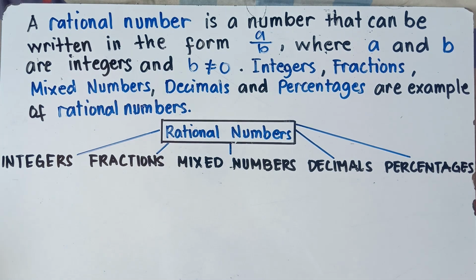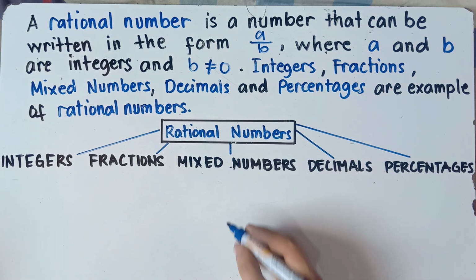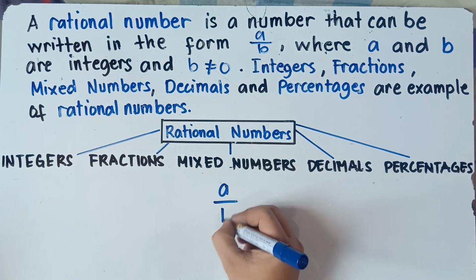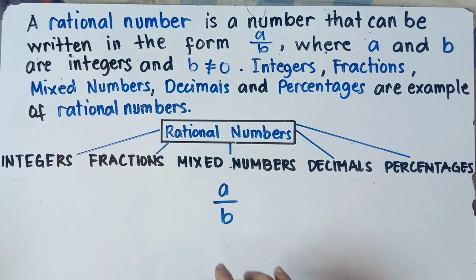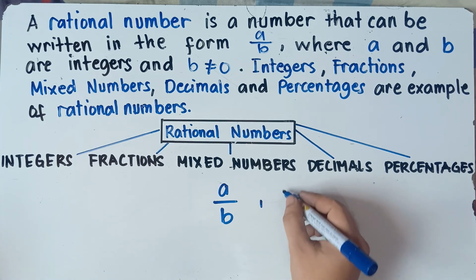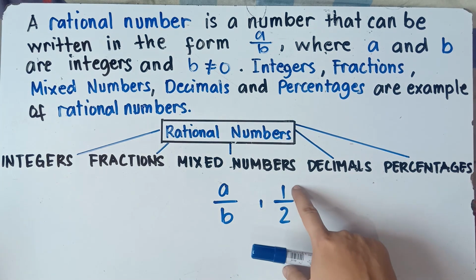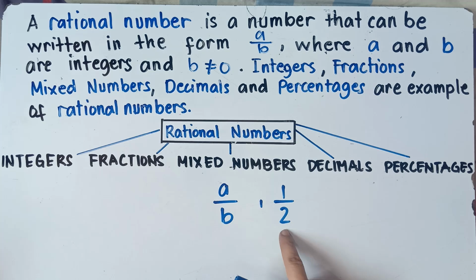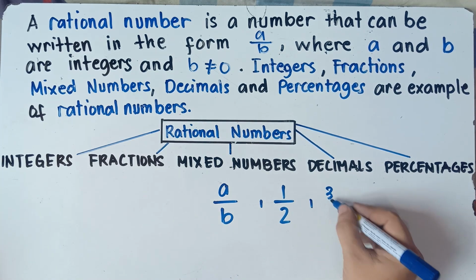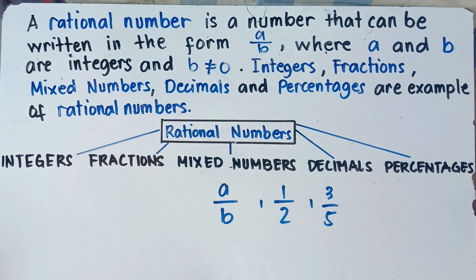Once again, class, a rational number is written in the form a over b. Therefore, a rational number has a numerator and a denominator. Example, if I say 1/2, can I call that a rational number? Yep, because you have a numerator and a denominator. Another example, 3 over 5. Yep, it is a rational number because you have a numerator and a denominator.